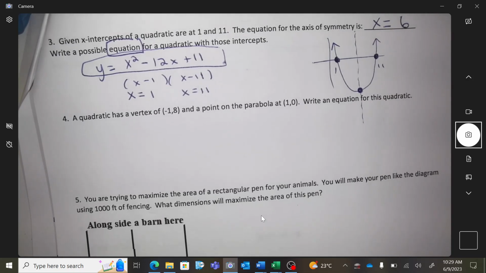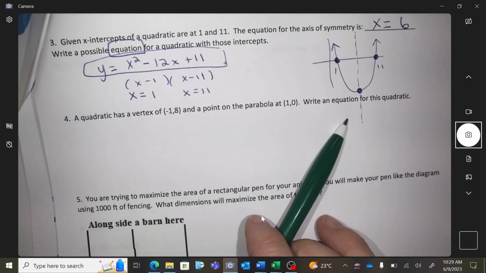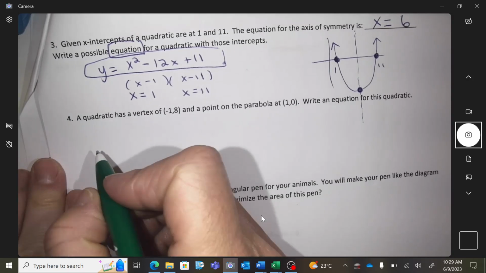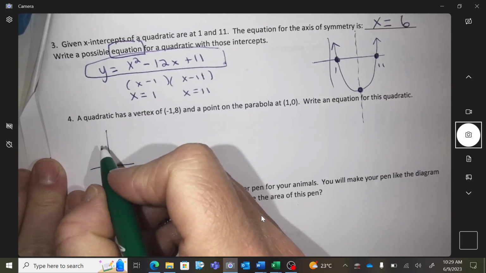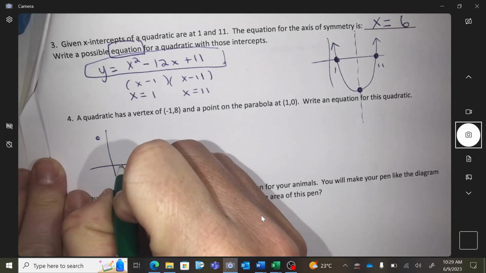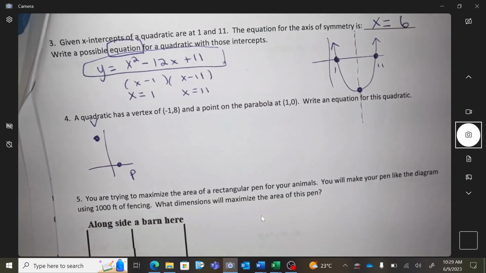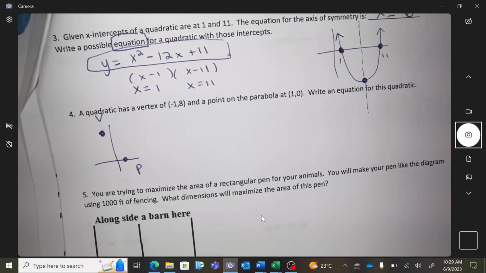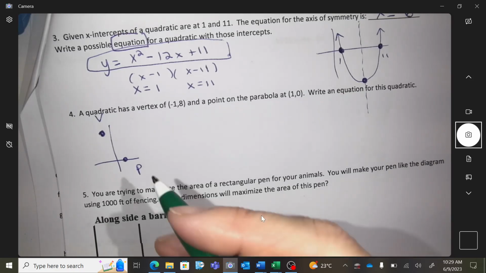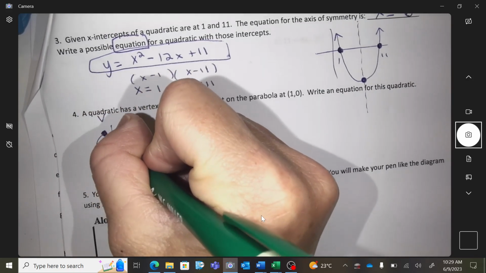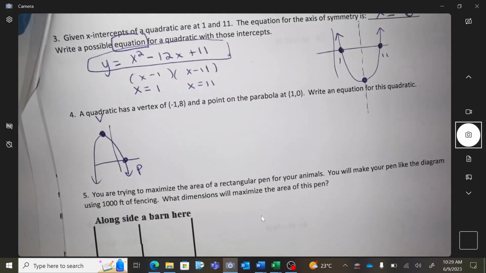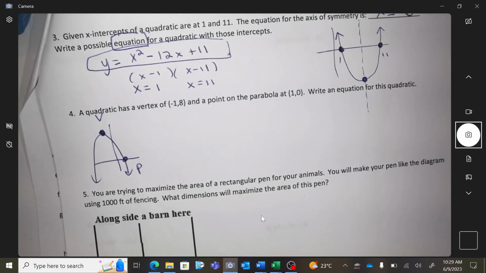Okay, we have a quadratic equation with a vertex of this and a point of this. Write an equation. So I'm going to just kind of be a visual person here. I have my vertex at (-1, 8), and I have a point at (1, 0). So my parabola would have looked like this. You don't have to draw it. I'm a visual person to make things click in my brain.